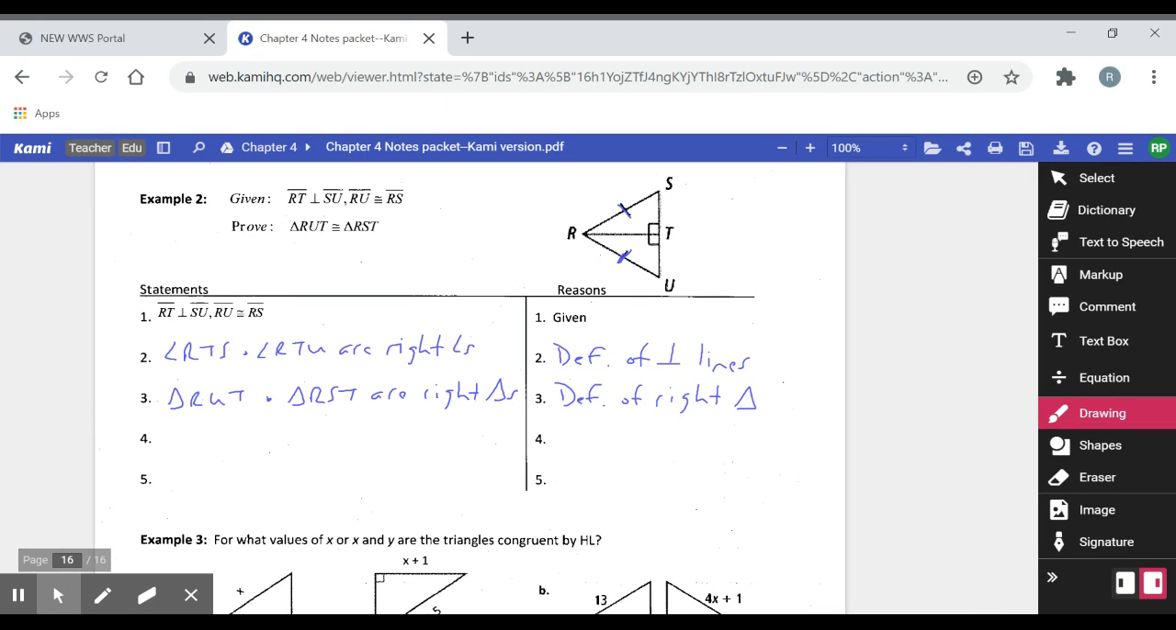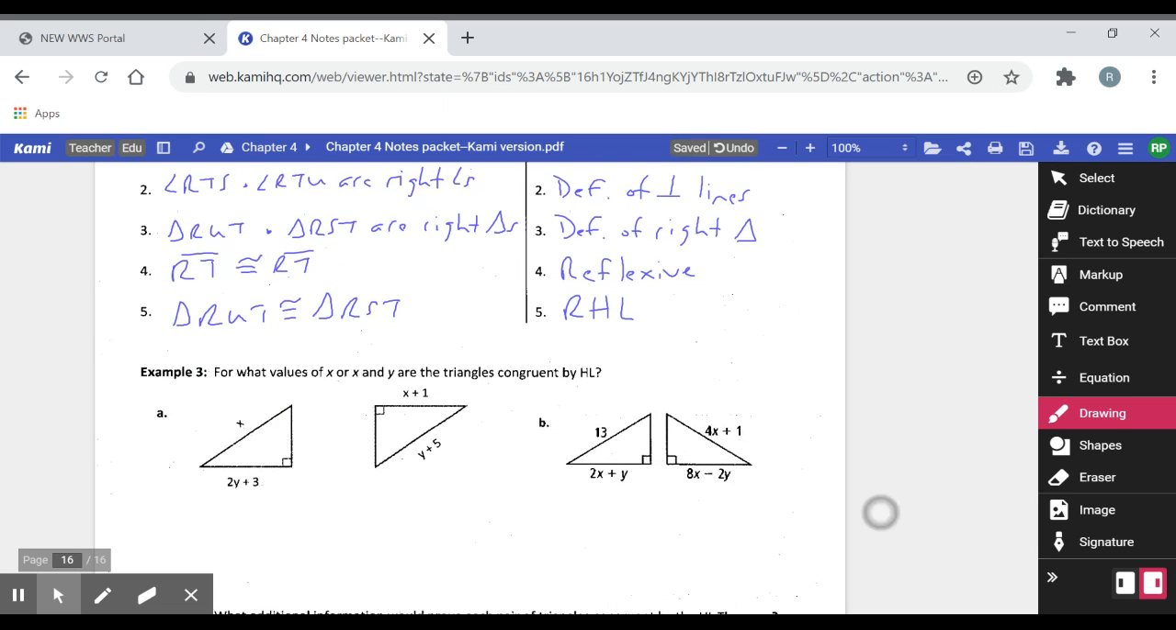Okay, from there we can look at our picture and think what else we know is congruent besides what is marked. And hopefully you're thinking this line they share. So we can say RT is congruent to RT by the reflexive property. Okay, and then last up, we're just saying the two triangles are congruent. Triangle RUT is congruent to triangle RST, and that is again by right hypotenuse leg.